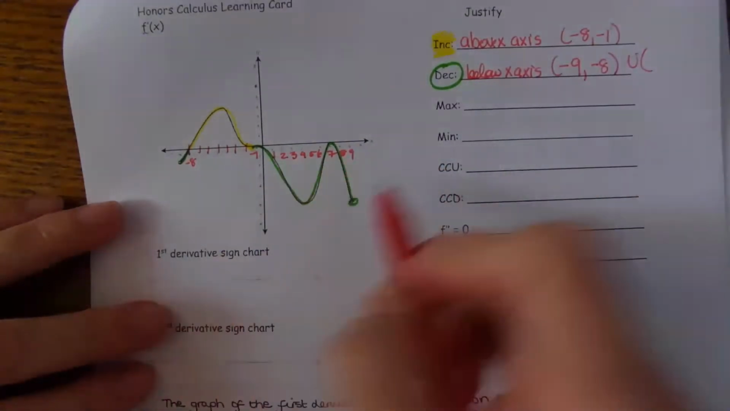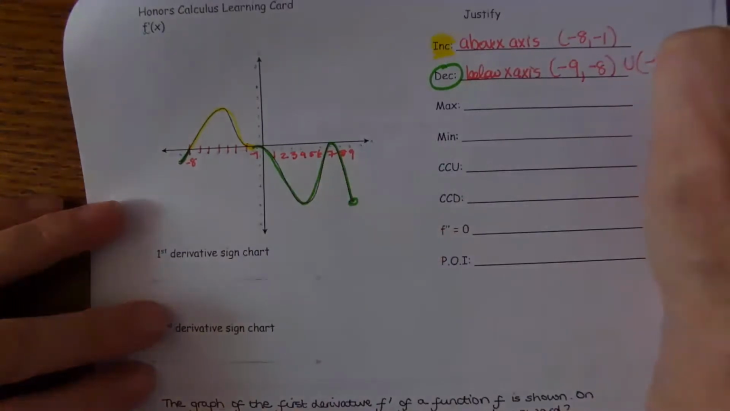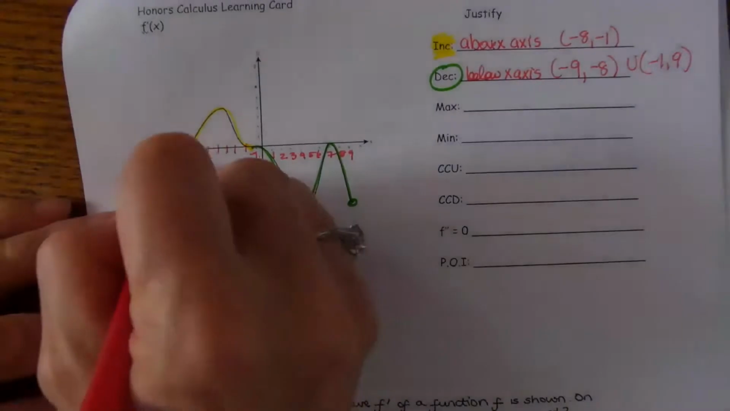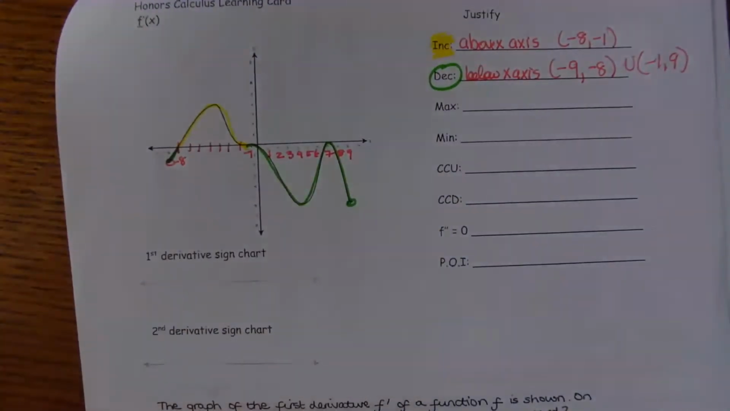And -1 to 9. We're used to writing infinity, and this graph actually has open circles on the end, if you can see it. It did not print that well. Okay, where is the max on the graph? How do I know that?